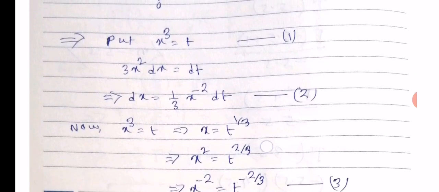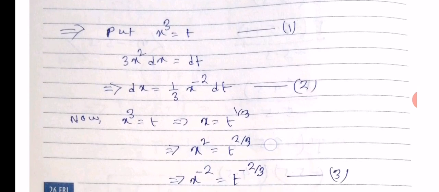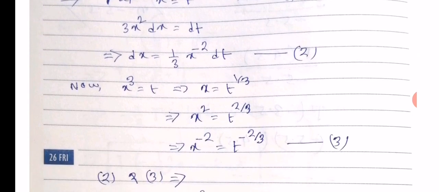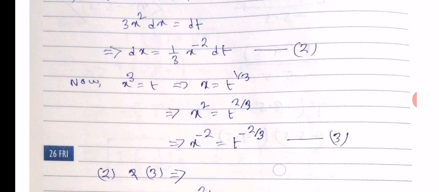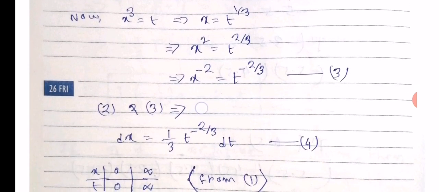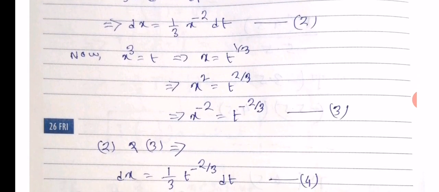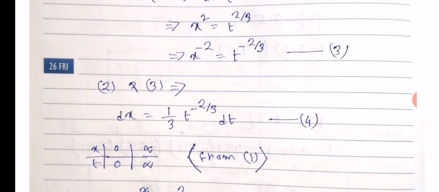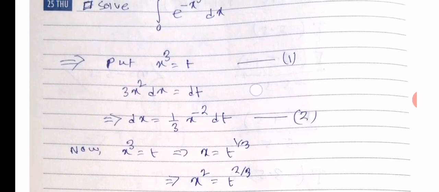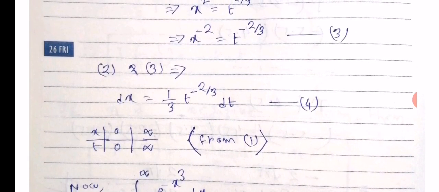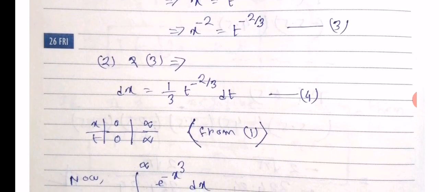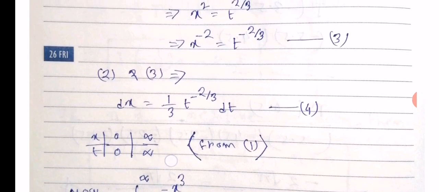So what is the value of x? x equal to t to the power 1 by 3. So we need the value of x to the power minus 2. So x to the power minus 2 is t to the power minus 2 by 3. So substitute this value here. We will get dx equal to this, and we know that when x is 0, t is 0, and when x is infinity, t is infinity.